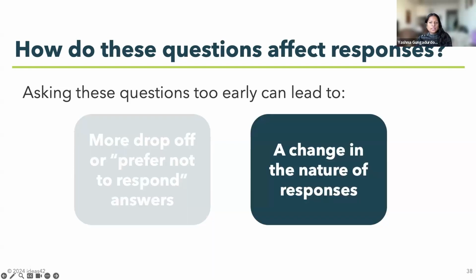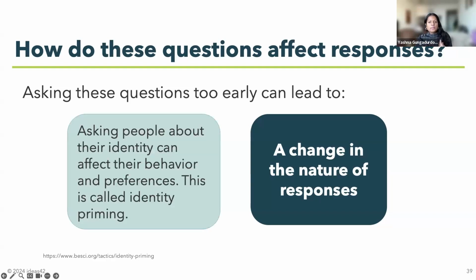However, it can also change the nature of people's responses. So if you hadn't asked this question, basically, they could have responded differently. This is because asking people about their identity can affect their behavior and preferences. And this in behavioral science is called identity priming. So for example, asking about gender upfront could affect subsequent answers from business owners who are women and make them more likely to say that they're interested in a security consultation, for example, than if they weren't primed with their identity upfront.